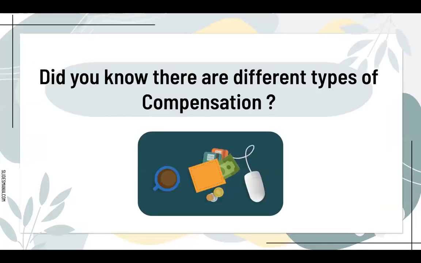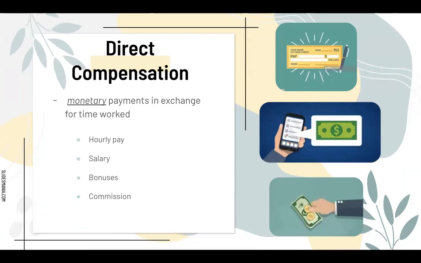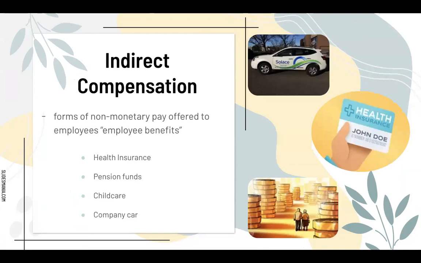Okay, next slide. Did you know there are different types of compensation? Primarily, there are two types. Next slide. Direct compensation is one of them. It's the monetary payments in exchange for time worked. This can be thought of as cash being paid: hourly pay, salary, bonuses, and commission. Direct compensation consists of the financial exchange for the work. Think of this as different work for every work setting. It is not complicated, as there are no strings attached: you get paid. So basically, you get paid for what you do.